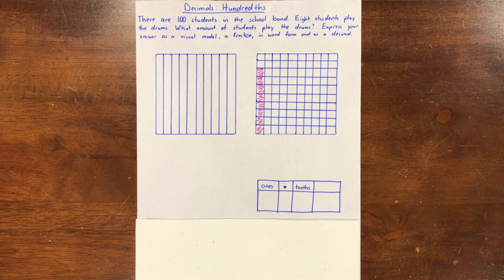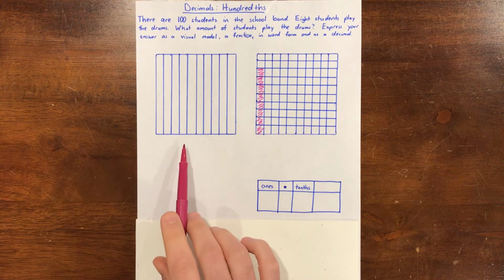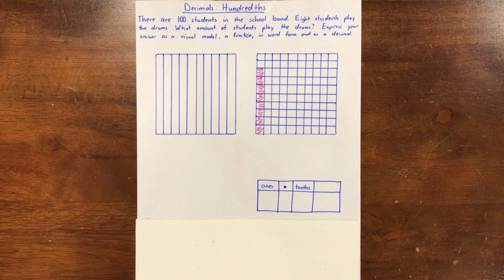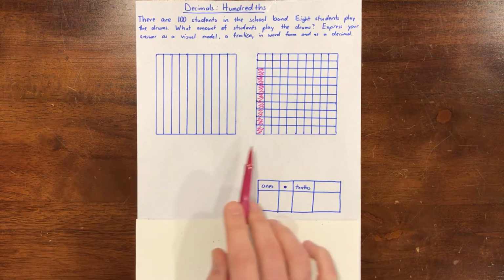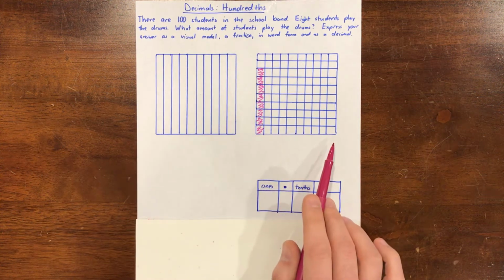I'm curious, why doesn't the visual on the left here work as well to represent this problem? Say it out loud. Right, it's broken into 10 equal parts, but we need 100 equal parts to represent this problem easily.